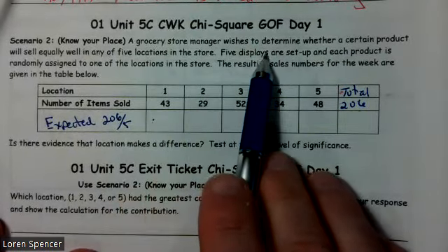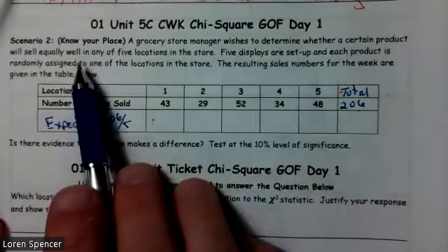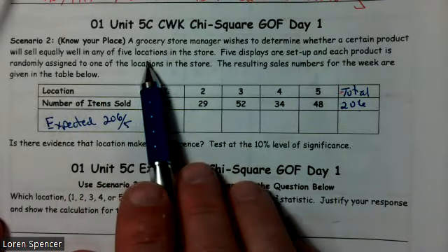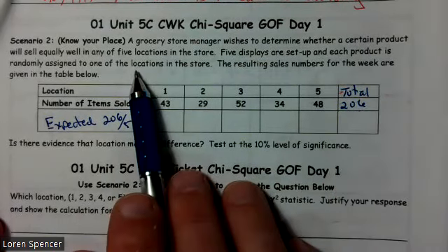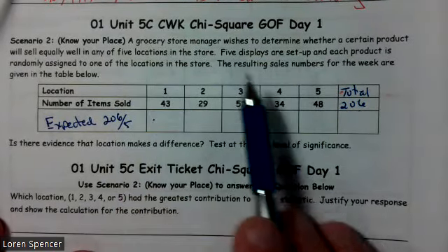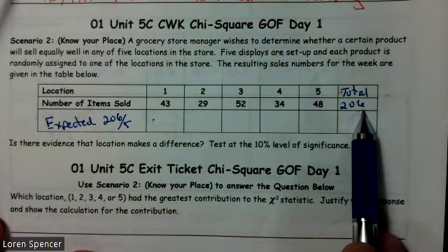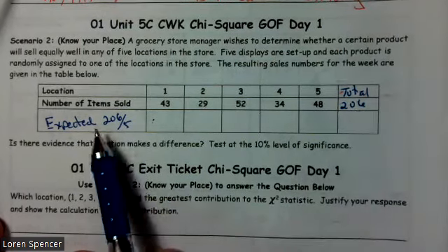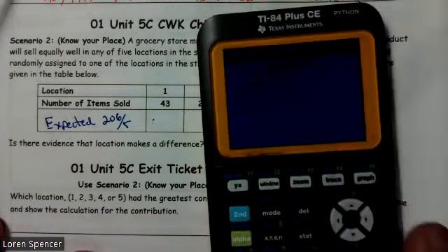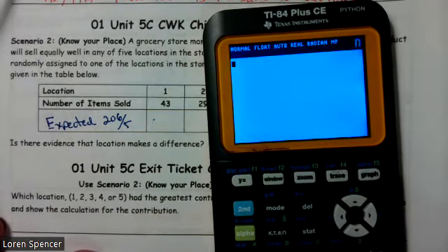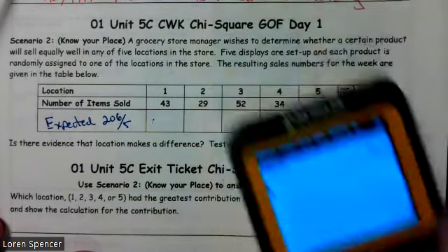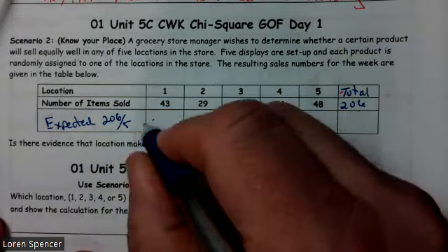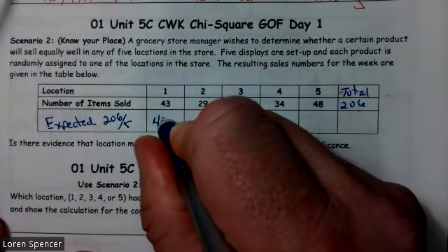A grocery store manager wishes to determine whether a certain product will sell equally well in any of 5 locations in the store. 5 displays are set up. Each product is randomly assigned to one of the locations. When we add those up, we find they're 206. So we need to calculate our expected values, which they want to be the same, uniform. So 206 divided by 5 is 41.2. So these need to be 41.2 all the way across.